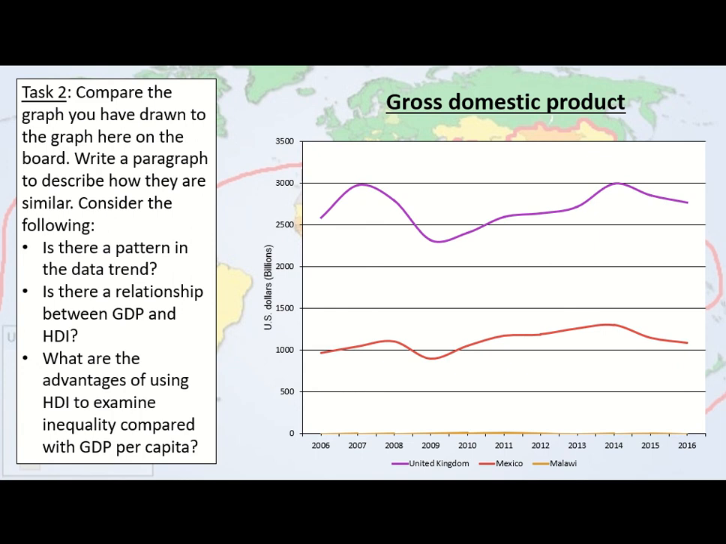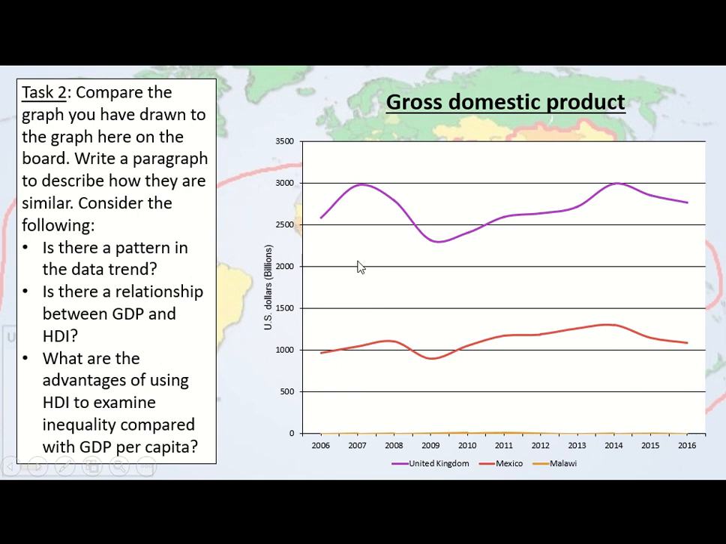Now, another thing I'd like you to do, and this one I don't want you to have to draw particularly, is another illustration of how one measure shows something completely different to another measure. This one shows the GDP of those same three countries. The UK's GDP, you can see, is far higher than everybody else's. Mexico's GDP is quite a lot lower, less than half the UK, and Malawi's GDP basically doesn't register on this particular graph. It's right there, skirting along the bottom.